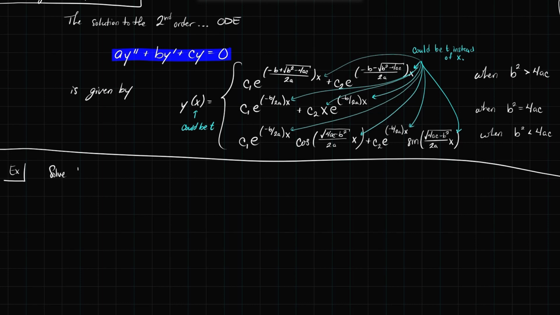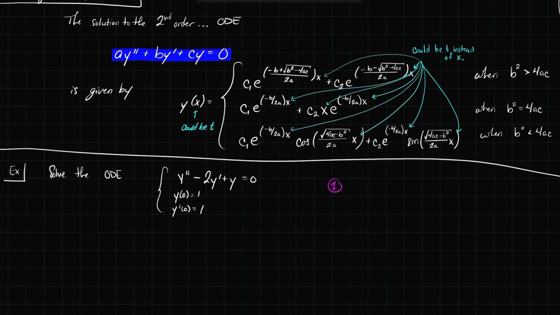Let's solve the ODE given by y double prime minus 2y prime plus y equals 0. We'll say y of 0 is equal to 1. y prime of 0 is equal to 1. So our solution is going to be one of the three forms up above, we just need to check.